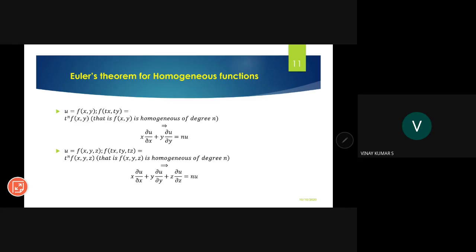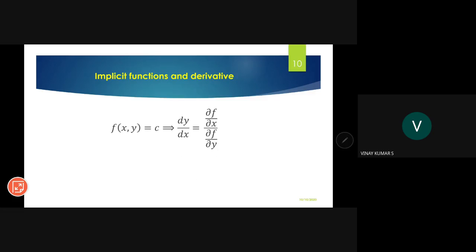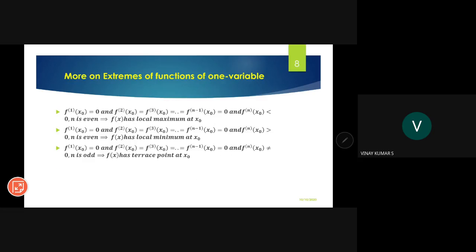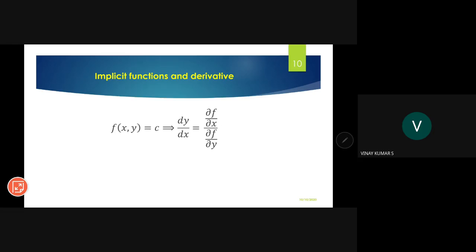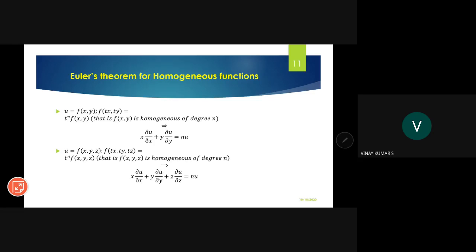Then go to here. Euler's theorem for homogeneous functions. This is a very important one. Most of the questions come from this combined with the chain rule involving functions of two variables. You need not worry about the implicit functions, but Euler's theorem for homogeneous functions, most of the questions come from this one.